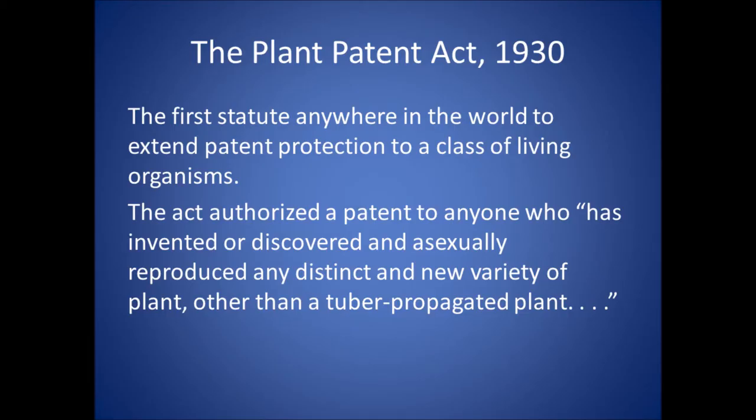has told you about earlier. The act covered only asexually reproduced organisms, which meant mainly fruit trees and vines, as well as clonable flowers such as roses. Also, it got around the prohibition against the patenting of natural products by authorizing the grant of a patent to anyone who has, quote, invented or discovered and asexually reproduced any distinct and new variety of plant other than a tuber-propagated plant, which is to protect the potato. For popular consumption. So the intervention of man here, to do something different from what nature does, is in the asexual reproduction.